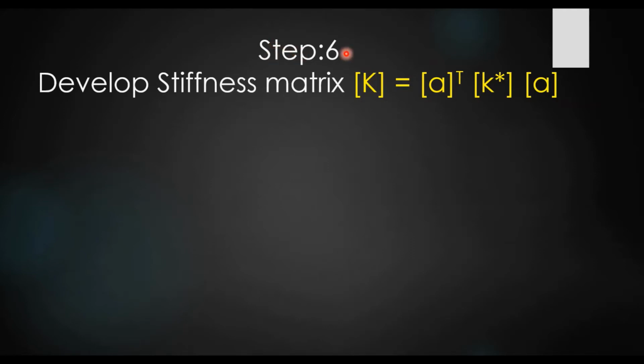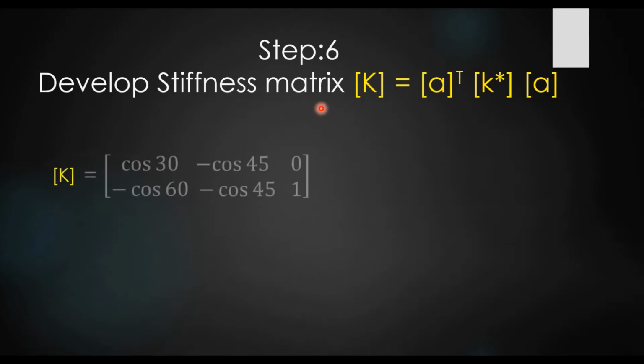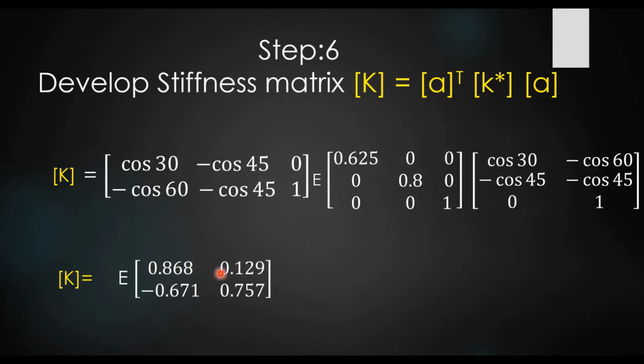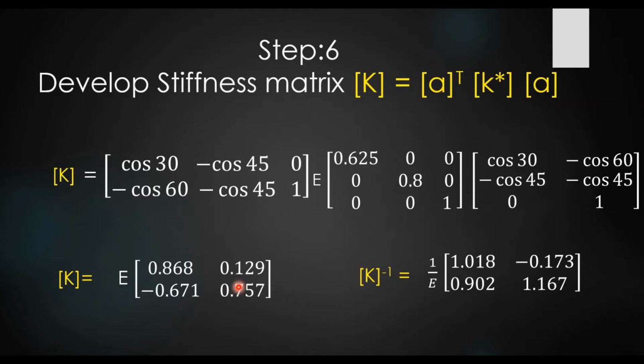Okay. So now step number 6, develop the stiffness matrix. We have the equation. Just substitute the values. You will get the answer as E into 0.868, 0.129, minus 0.671 and 0.757. Now we will find out the K inverse, that is 1 by E into 1.018, minus 0.173, 0.902 and 1.167. So we have K inverse.